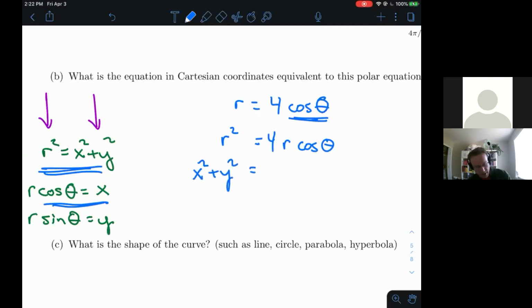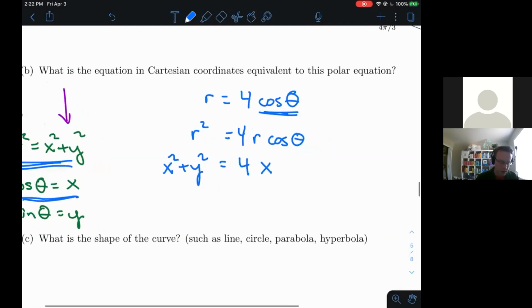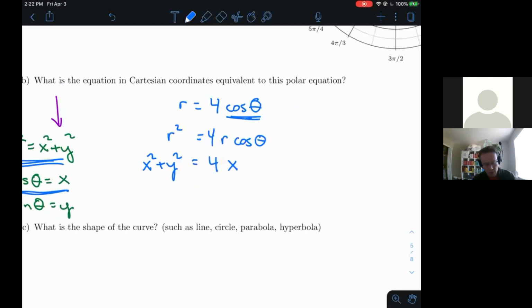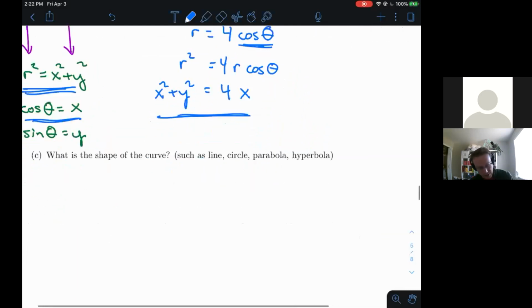And on the right-hand side, we have our r cosine theta, which is the same thing as x. So this right here is a perfectly good Cartesian equation. Don't need to solve this for x or for y or anything like this. However, if you did go ahead and start to rearrange it, there's a way that you can complete the square and all this sort of stuff. So bring this over here.